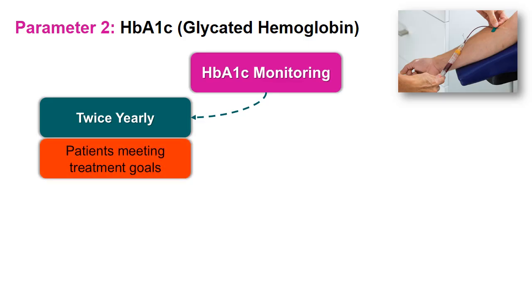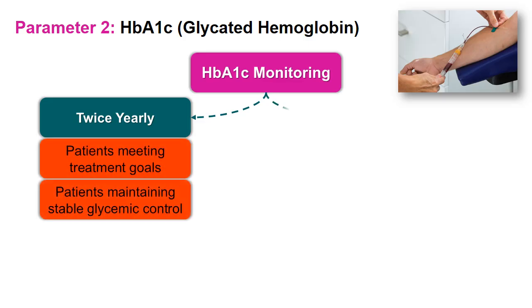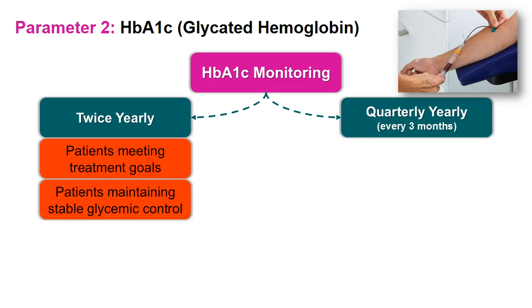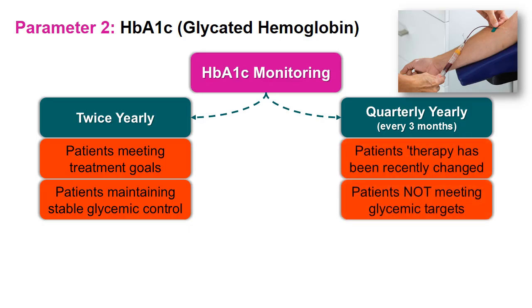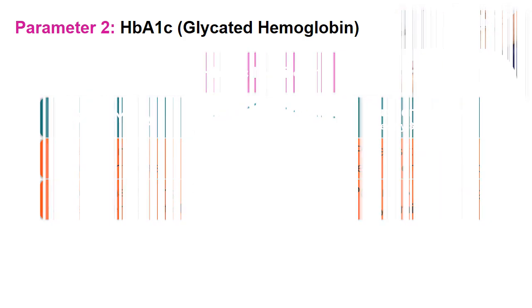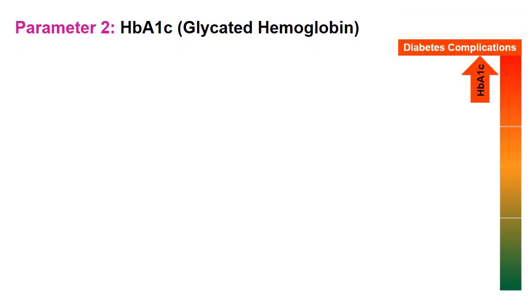are meeting their treatment goals and maintaining stable glycemic control. For those whose therapy has recently changed or who are not meeting glycemic targets, the HbA1c test should be done every 3 months. A value above target indicates persistent hyperglycemia, which increases the risk of diabetes complications.